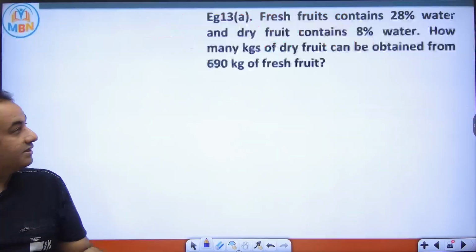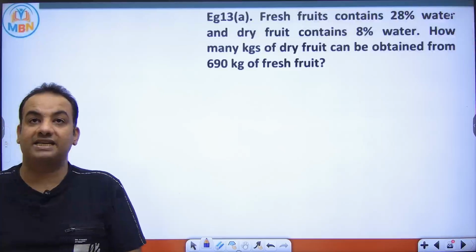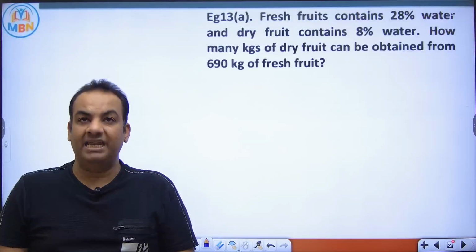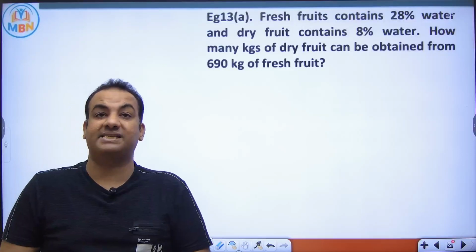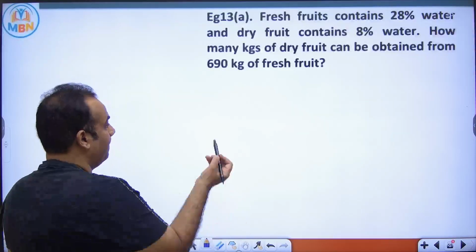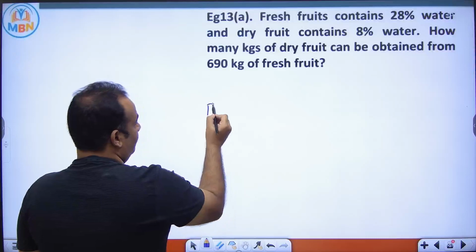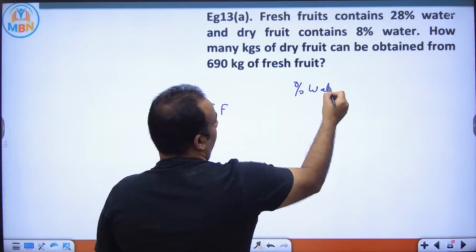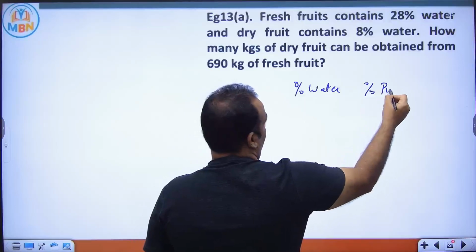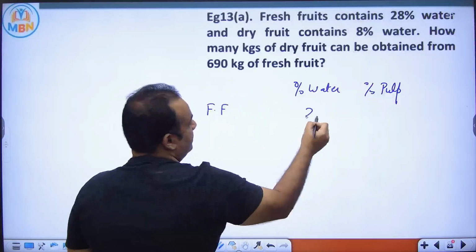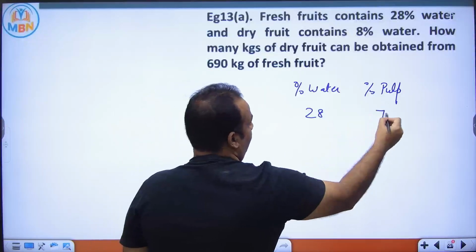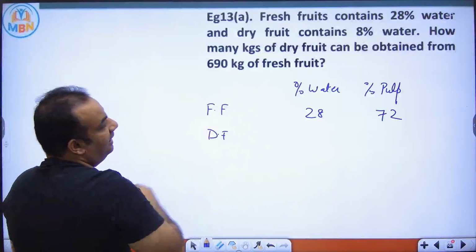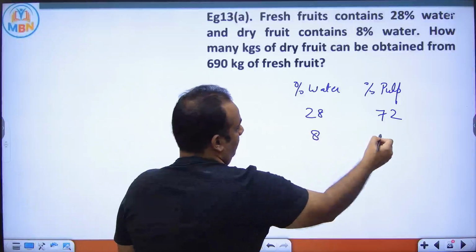Okay. Now see this. Fresh fruit contains 28% water and dry fruit contains 8% water. How many kgs of dry fruit can be obtained from 690 kg of fresh fruit? Now see, what is given to us? Let this be fresh fruit, percentage water, percentage of pulp. Fresh fruit contains 28% water, so the rest is pulp, that is 72. Dry fruit contains 8% water, so pulp is 92.